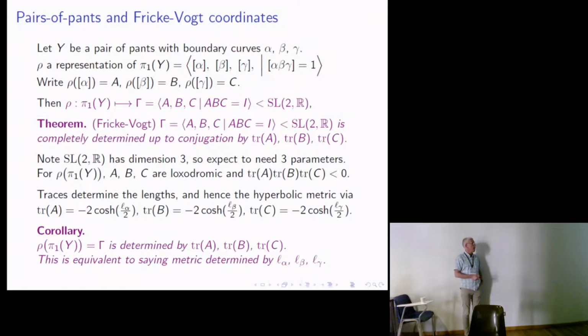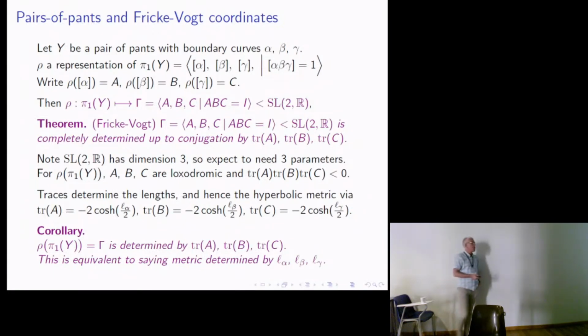Now, notice I've suddenly slipped away from PSL2R to SL2R. When I live from there, well, then I have a choice of sign for each trace, but the sign of the product is well defined, given that I'm assuming that ABC is the identity and not minus the identity.